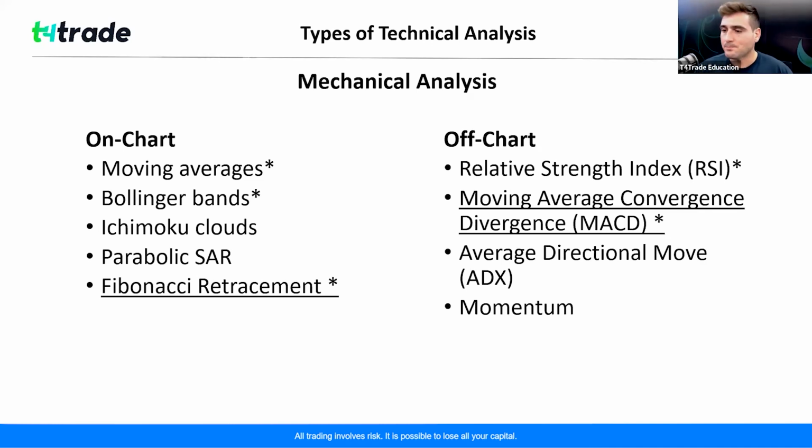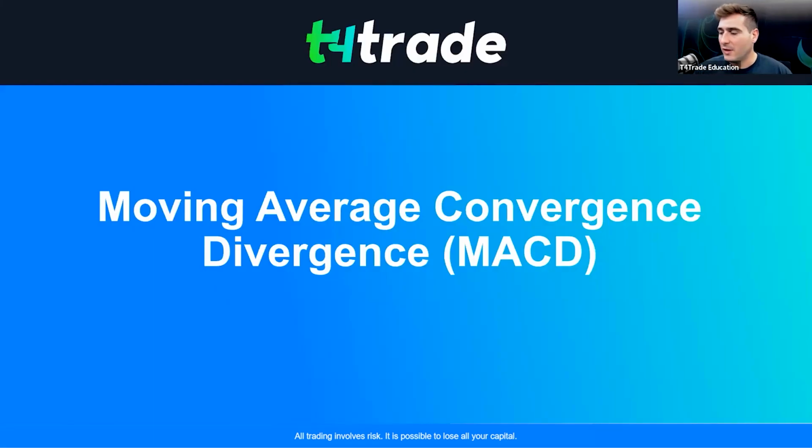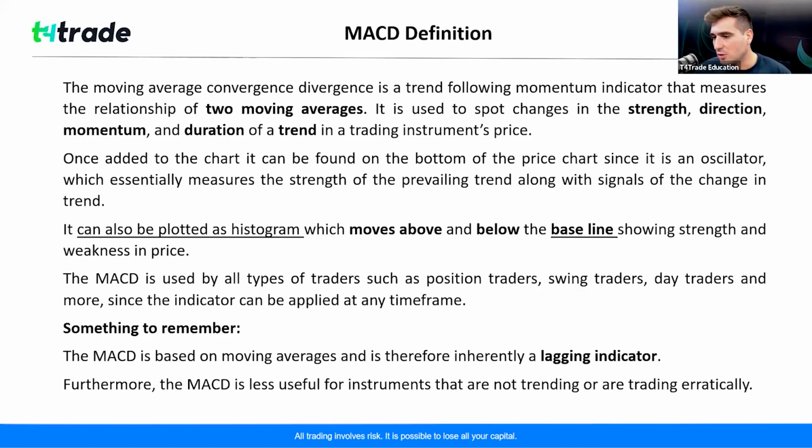Okay, so enough about this. Moving average convergence and divergence, also known as MACD. What is the definition? Let's go through the basics. The moving average convergence divergence is a trend following indicator. More accurately, it uses momentum, and we will be primarily concerned with this aspect today. It measures the relationship between two moving averages.